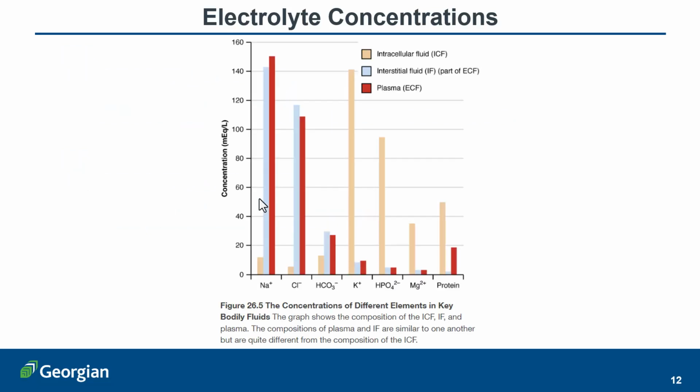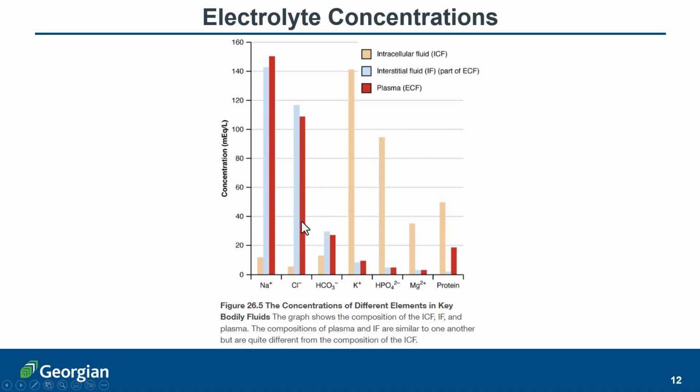Here it is in terms of a bar graph. So you can see the legend over here. ICF is cream colored, interstitial fluid is light blue, and plasma is red. If you look at the concentration of sodium, we know this from A&P1, sodium is far more concentrated on the outside of the cell than the inside, very little in terms of the ICF, and most of it is located in the ECF in terms of plasma and interstitial fluid.